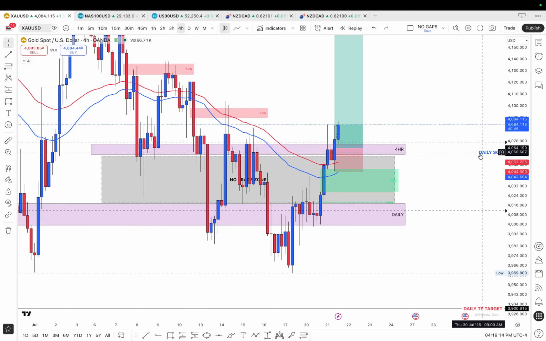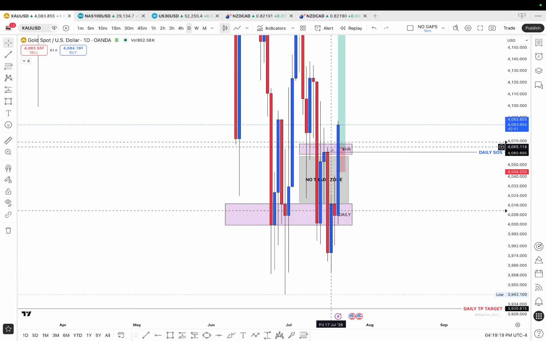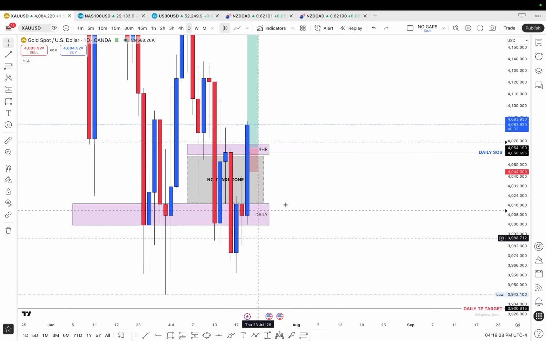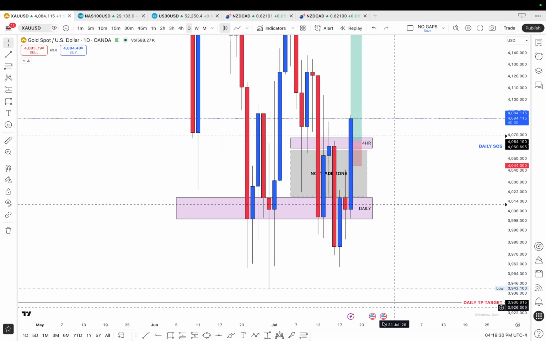Notice I have a daily shift in structure here. I'm waiting for the daily to come take out these lowest points. Gold officially came back and took out a lower high, lower low, lower high. You guys definitely need to learn market structure. It helps so much. It helps so much.